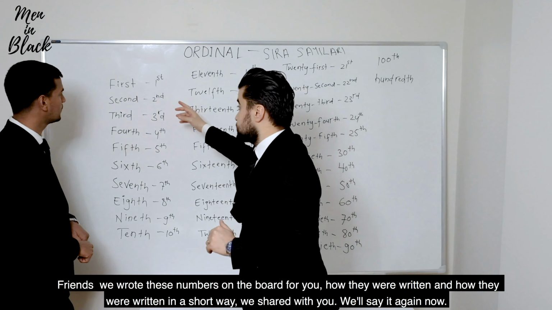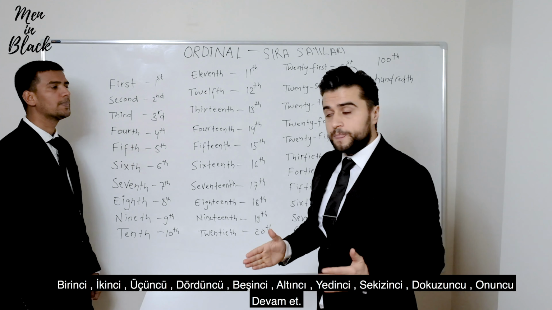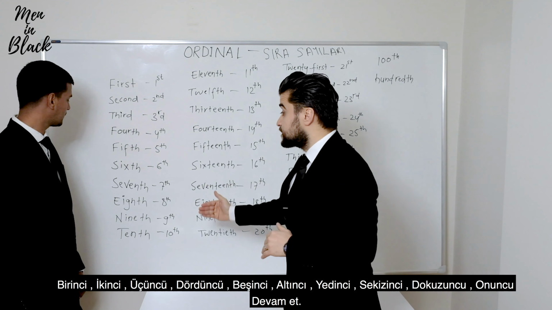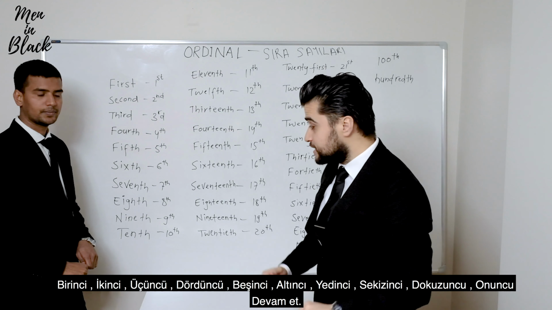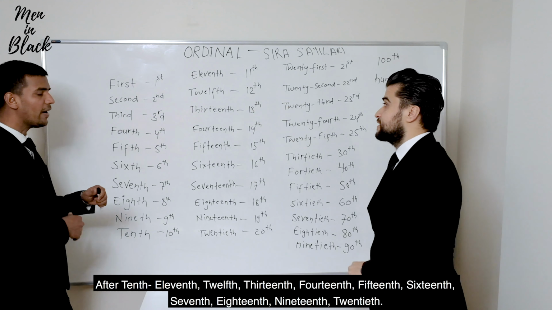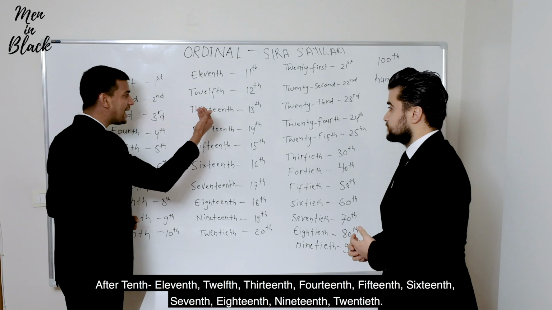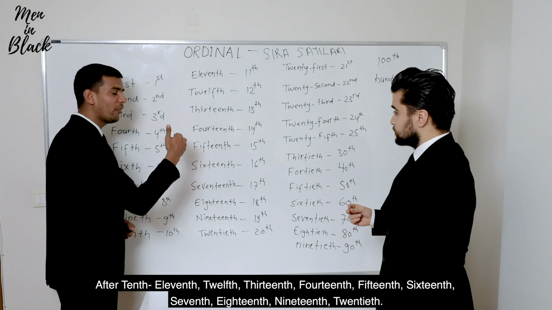First, second, third, fourth, fifth, sixth, seventh, eighth, ninth, tenth. Go ahead. After tenth: eleventh, twelfth, thirteenth, fourteenth, fifteenth, sixteenth, seventeenth, eighteenth, nineteenth, twentieth.